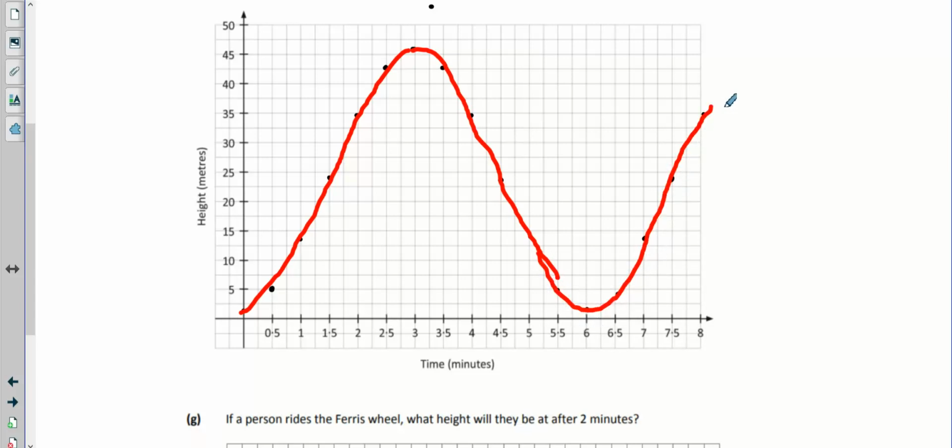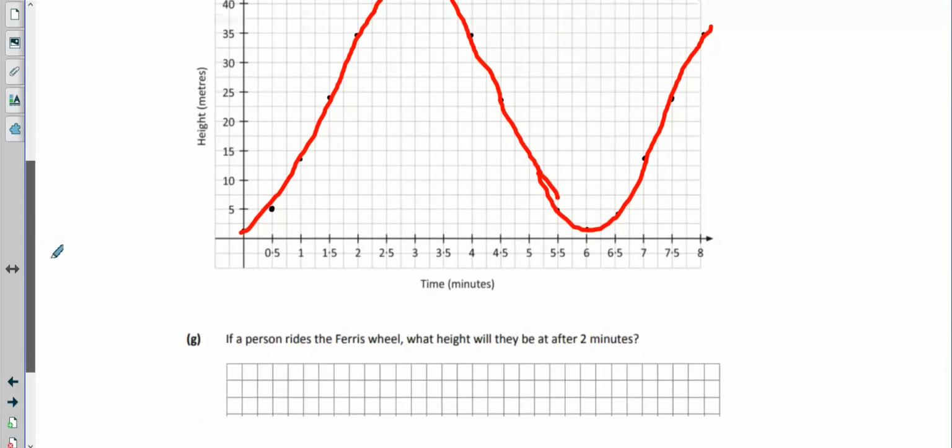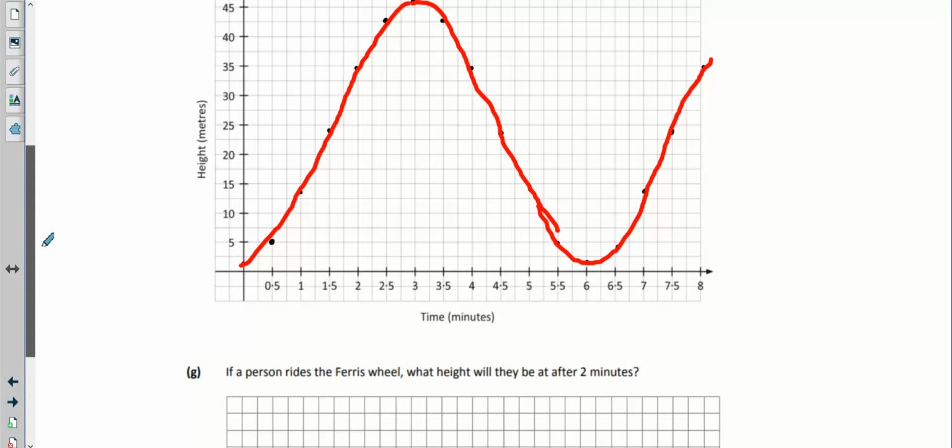Handy enough? All right. Now, here's the question I'm interested in. I couldn't give it to you because H2 hadn't covered this yet, so I had to pull the question just there. Now, if a person rides the Ferris wheel, what height will they be at after 2 minutes? Does it say use the graph? No. But the graph could give us a guide, couldn't it? I think it'd be easy enough. So what do you reckon? Somewhere in the 35 region?